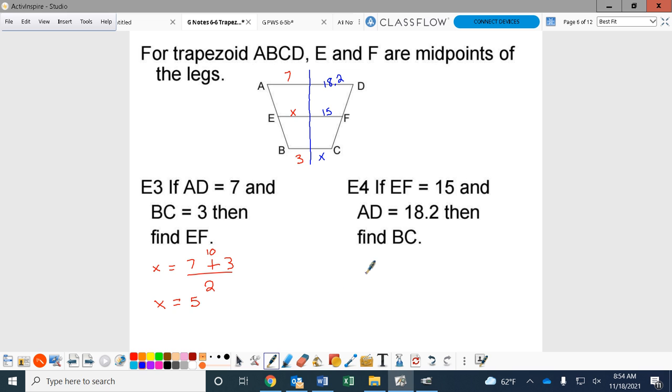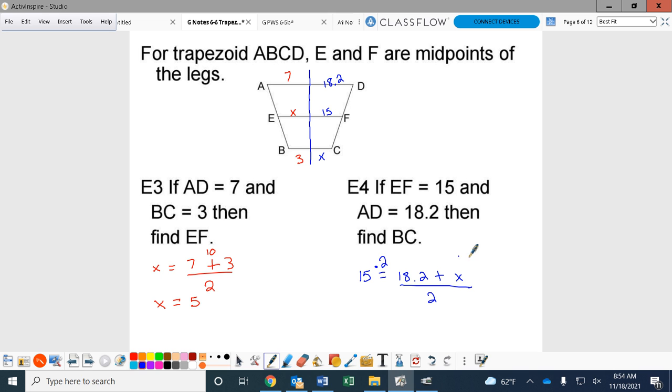So guys, what number goes first? 15. It's the 15. Good. The one in the middle always goes first. And then it's the top, 18.2, plus the bottom, x, all divided by 2. Now guys, it doesn't matter if you write x plus 18.2 or 18.2 plus x. It makes no difference whatsoever, just so we're clear. It's addition. It doesn't matter on the order.